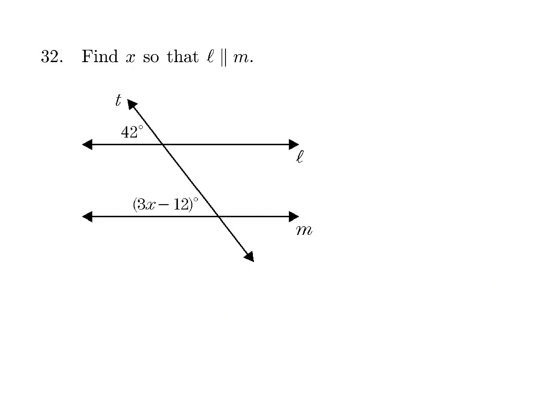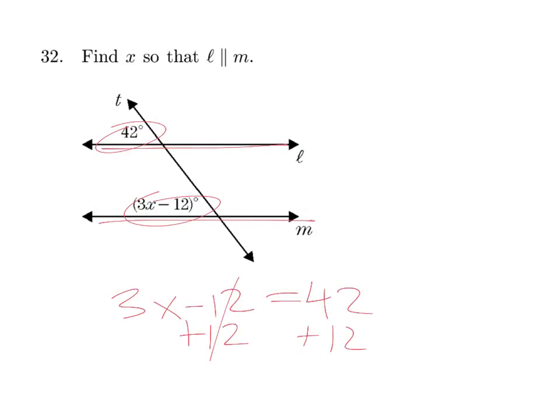Done. All right, find x so that L is parallel to M. If I want to show that these are parallel, then I must set these equal to each other because those are corresponding angles. So 3x minus 12 equals 42. Add 12. I have 3x equals 54. Divide by 3. And x is equal to 18. Done.